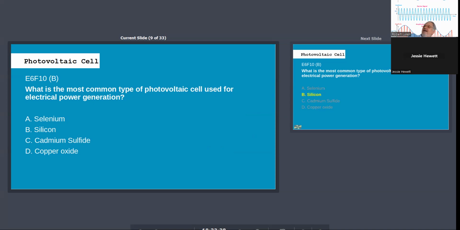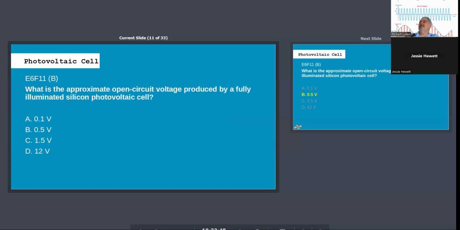What's the most common type of photovoltaic cell used for electrical power generation? Silicon. Silicon's in everything, even in people, right? Some people. What's the approximate open circuit voltage produced by a fully illuminated silicon photovoltaic cell? Whatever that cell is. Half a volt.